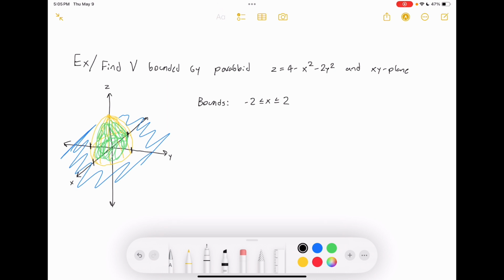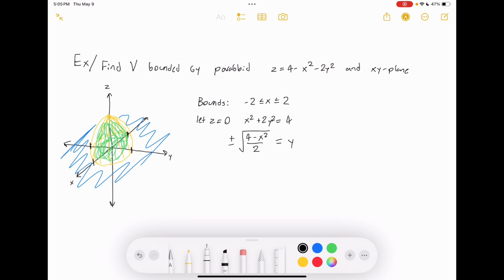And now that we know x, we can solve for y. So our original function was that. We're going to say if we let z equal to 0, then we get x squared plus 2y squared equals 4. And now we're just going to solve for y. So doing that, we get the square root of 4 minus x squared, divided by 2. That should equal y. Oh, sorry, plus or minus.